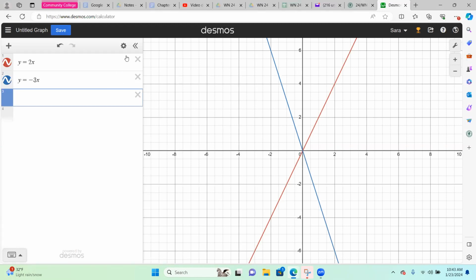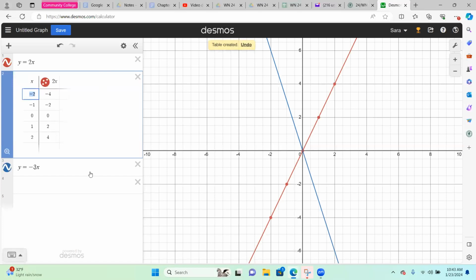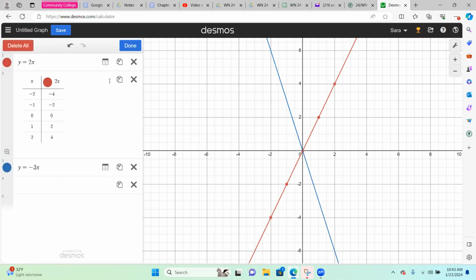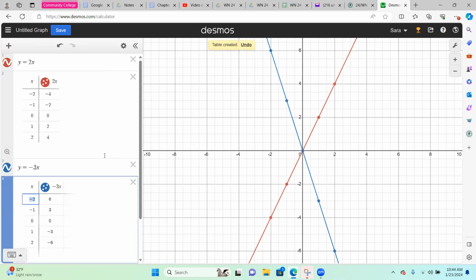And if we want to make an XY table, we can go up to this gear. Do you see where my mouse is? And it says edit list. Click on that gear, and then we can click on the table. And then if we go down and highlight the other equation and go up to the gear, we can also click on a table. So both of them we can make tables for. So if we put in the value of -2, the first equation gives -4, and the second equation gives 6.